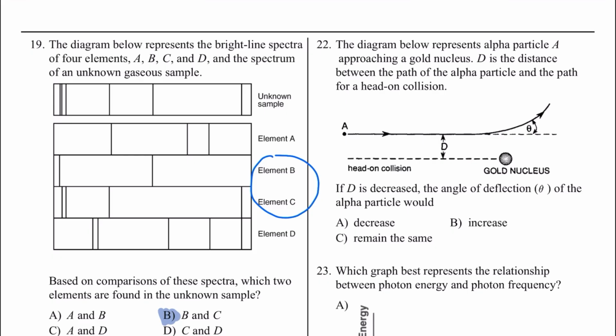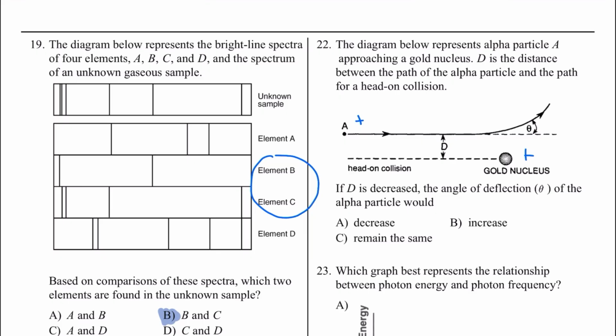22. The diagram below represents alpha particle A approaching a gold nucleus. D is the distance between the path of the alpha particle and the path for a head-on collision. If D is decreased, the angle of deflection of the alpha particle would what? So remember that a gold nucleus is positively charged and an alpha particle is also positively charged. So two positive charges do not like each other, so they repel.